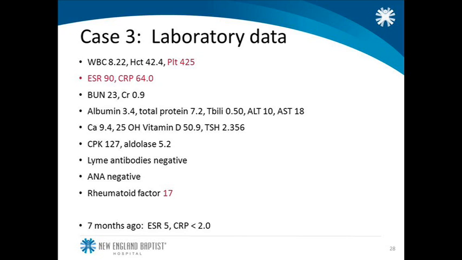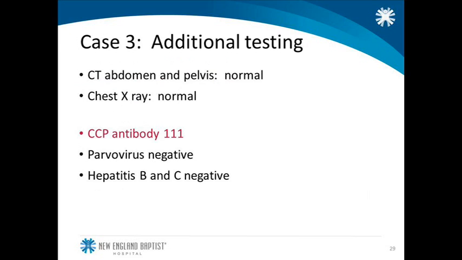Lyme antibody testing was negative, ANA was negative, and her rheumatoid factor was slightly elevated at 17, just over the normal limit of 14. 7 months ago, she'd had labs checked, which had included a normal sedimentation rate and C-reactive protein. Her primary care doctor was concerned about an underlying malignancy given her weight loss and profound fatigue. A CT of the abdomen and pelvis was normal. A chest X-ray was also normal.